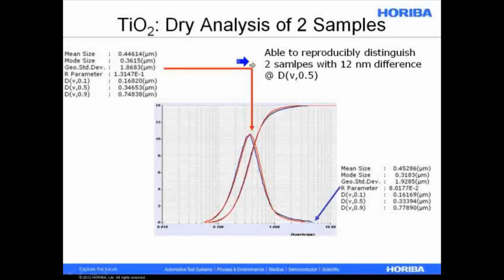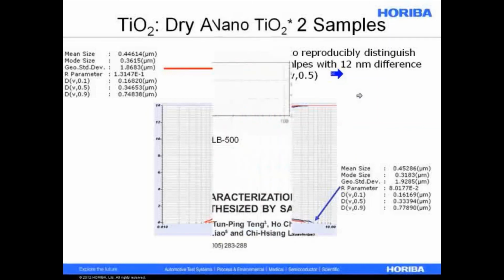So that is quite an instrument that can actually pick up differences in grades of finely dispersed TiO2 where there's only a 12 nanometer difference. So excellent data, excellent instrument.